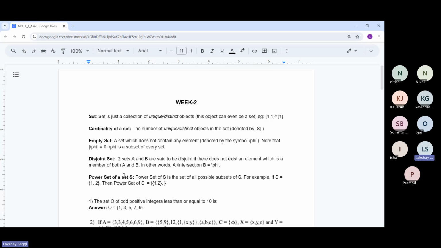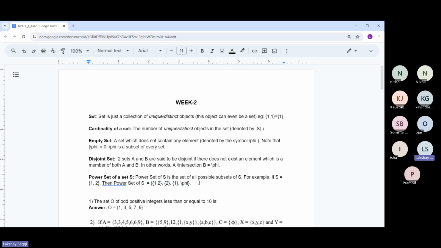One set will be where 1 is not present, 2 is present. So just the set {2}. The other will be where 1 is present, 2 is not present. So just the set {1}. And the fourth will be where nothing is present, so just the empty set, which we denote by ∅. Right? So the power set will have these 4 elements if S is equal to {1, 2}.